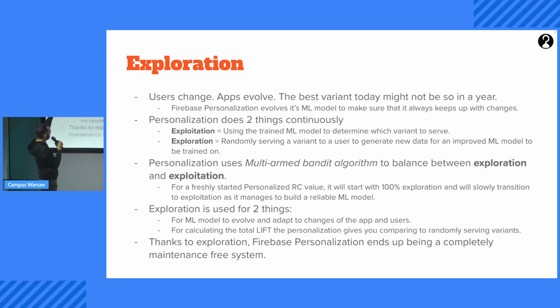And there are two concepts. One is exploration, randomly serving a variant. And another one is exploitation. Exploitation, sorry, that's a bit hard for me to pronounce. So exploitation is using the trained ML model to determine which variant to serve, right?